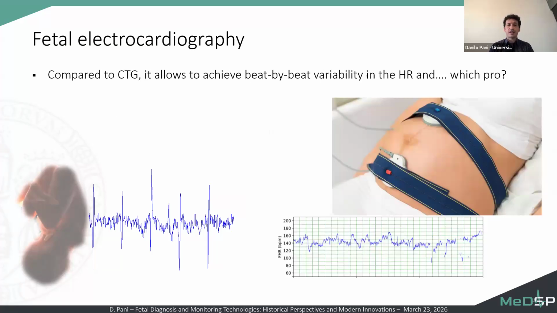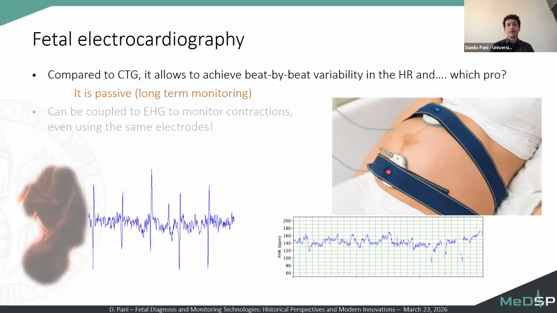Compared to CTG, it allows beat-by-beat variability, with the advantage that it is completely passive, so it enables long-term monitoring. It can also be coupled with electrohysterography to monitor uterine contractions, even by using the same electrodes.